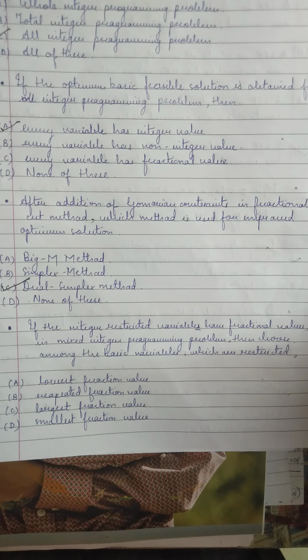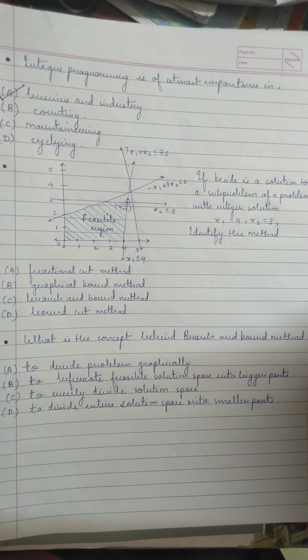Next, the figure over here shows the feasible region and some points and some lines of equations, inequalities. So if beside is a solution to a sub problem of a problem with integer solution x1 equal to 4 and x2 equal to 3, then identify the method: fractional cut method, graphical bound method, branch and bound method, or bound cut method. So this is branch and bound method.